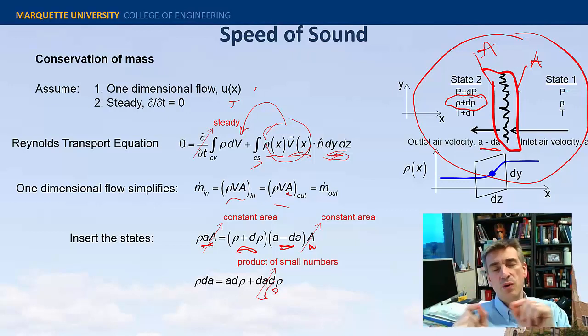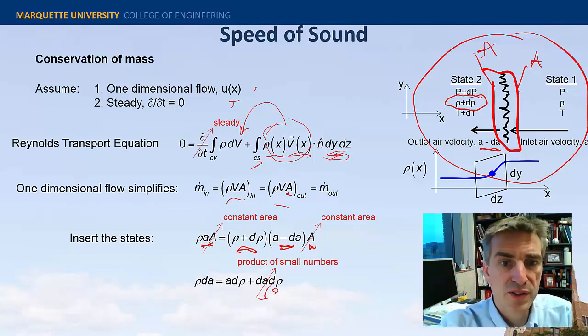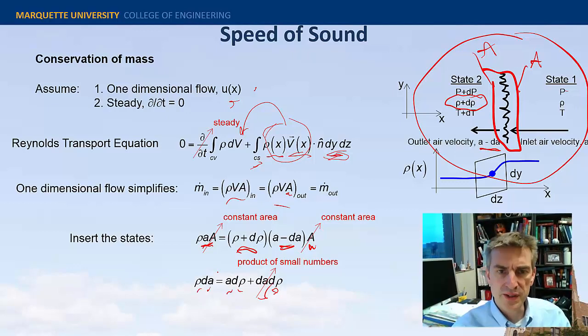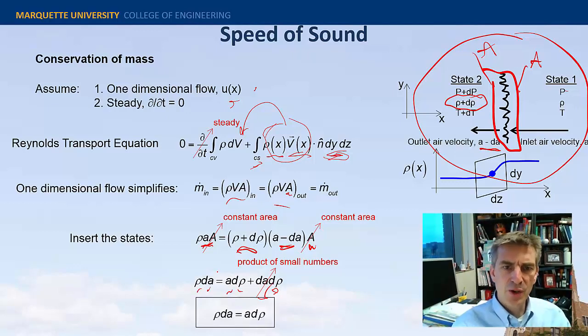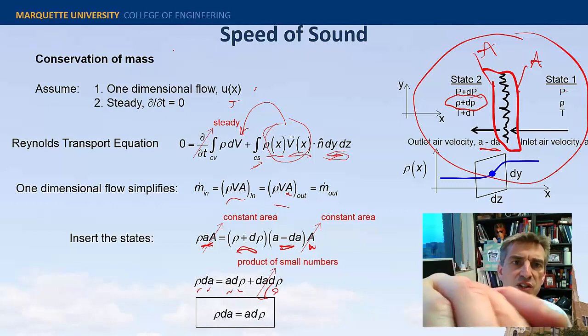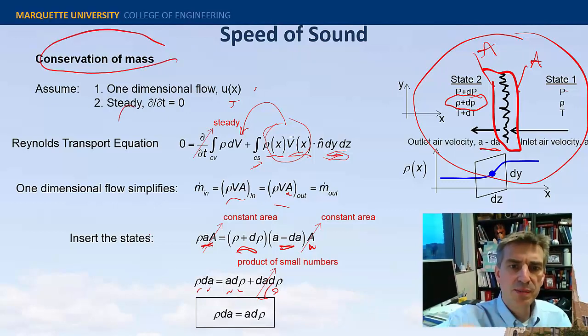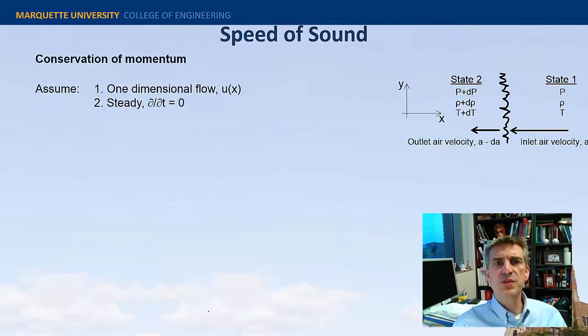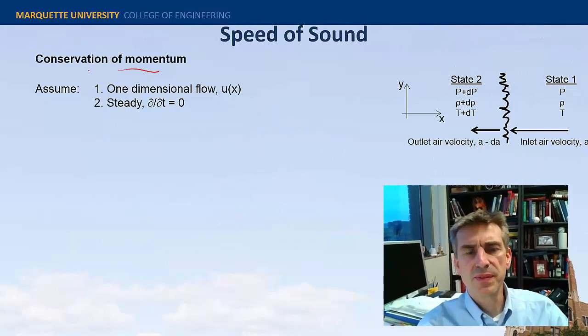Since dA and d rho are both considered small, when you multiply them together, they're much smaller than, say, A times d rho or just rho times dA, so we'll get rid of it relative to those other two terms. So we really end up with a conservation of mass relationship that simplifies down to this little differential relationship there. All right, let's do the same for conservation of momentum.